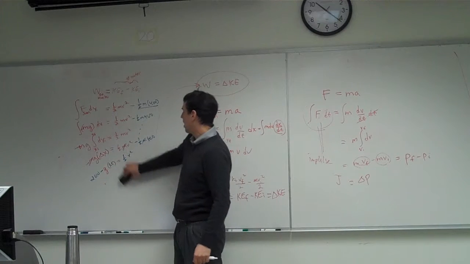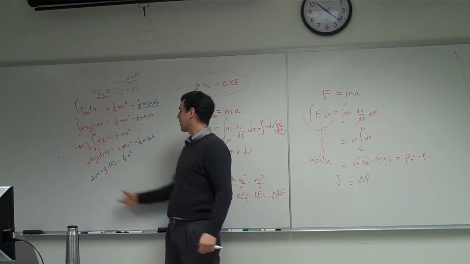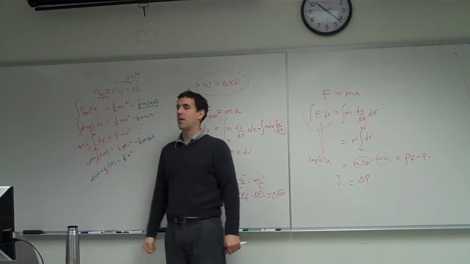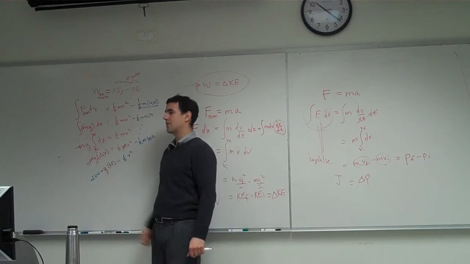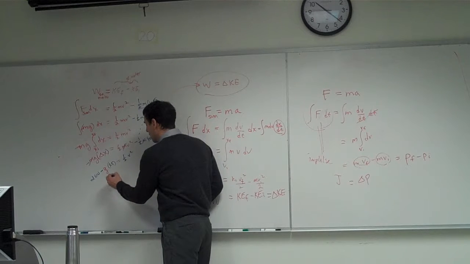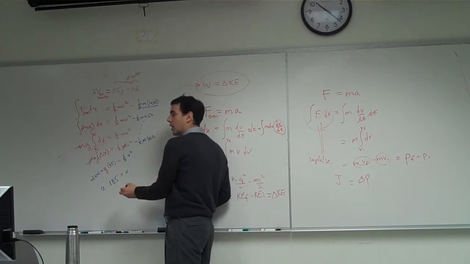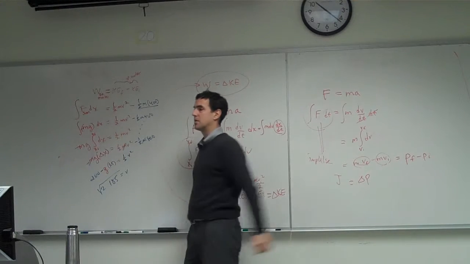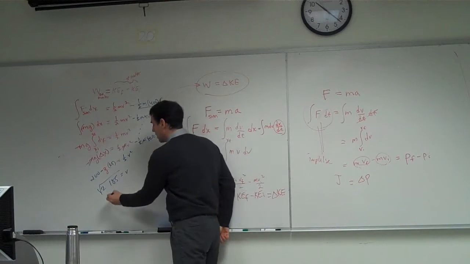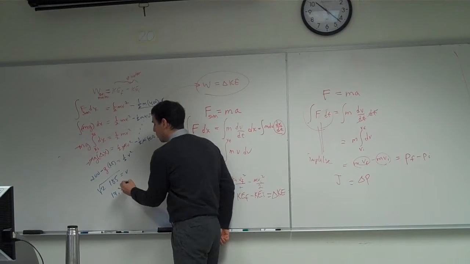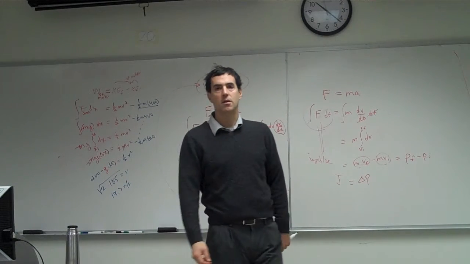And now finally to solve for v, I could actually calculate a number for this. G times 1.5 is 15. 200 minus 15 is 185. 185 times 2, to get rid of 1/2, equals v squared. And then take the square root to get v. You should get about 19.3 meters per second. Okay.